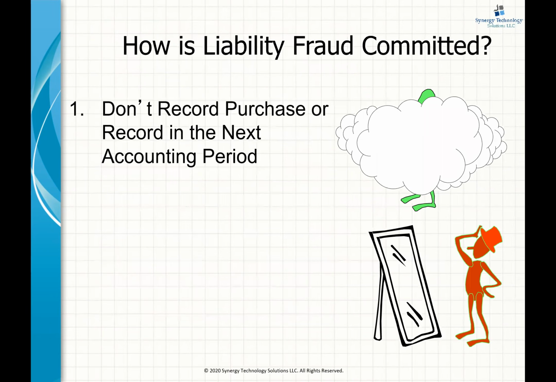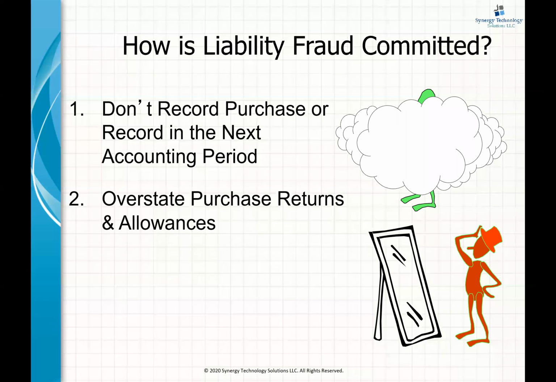Now, how is liability fraud committed? One is, don't record a purchase or record it in the next accounting period. So, smoothing the curve. It could happen that the purchase you made, if you record it this month, your liabilities are going to go up because you purchased on credit. So you try to defer it, somehow change the number or the documentation, somehow show it in the next accounting period so that this accounting period looks good. Overstate purchase returns and allowances, so that overall liability shows a lower number.